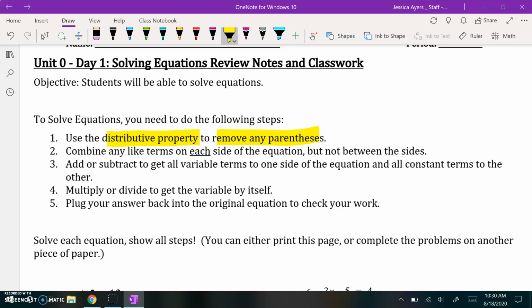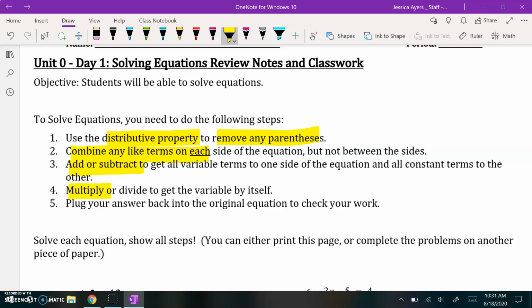Once you've done that, you will want to look and make sure that you don't have any like terms on each side to combine. So make sure you're paying attention to just one side at a time and not combining between the sides. Then you're going to add or subtract so you get all of your variables on one side and all of the constants on another. Again, this may be that you have to move a variable and a constant, but you do want to make sure that one side's variable and one side's constant, and that's it. You may need to do that in 2 steps as well.